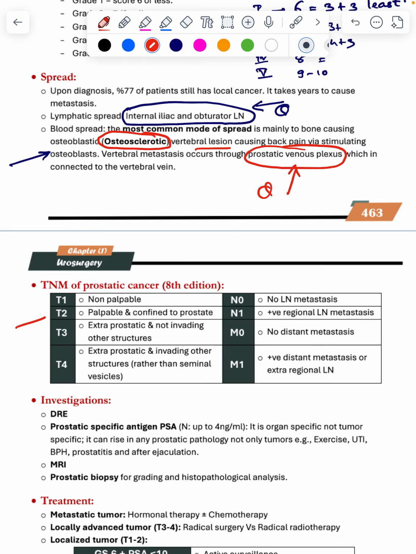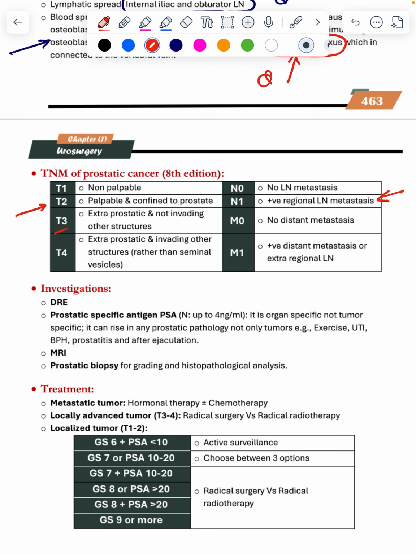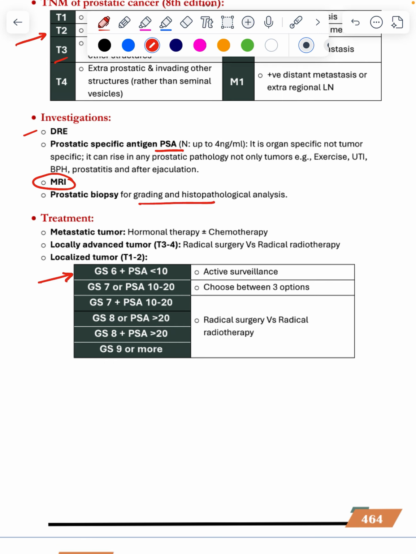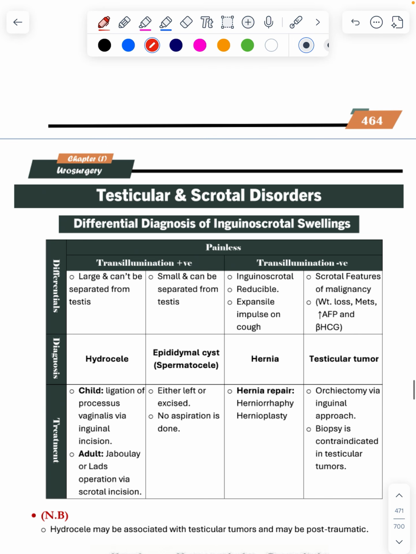TNM classification is mostly not asked, but confined to the prostate is T2, extraprostatic is T3, then seminal vesicle involvement. No lymph nodes, positive lymph nodes is N1. For diagnosis, digital rectal examination is first, PSA is second, and MRI is done. Biopsy is for grading. Treatment modalities: active surveillance for score 6 with PSA less than 10. If it is 8 and above, go for radical prostatectomy and radiotherapy.